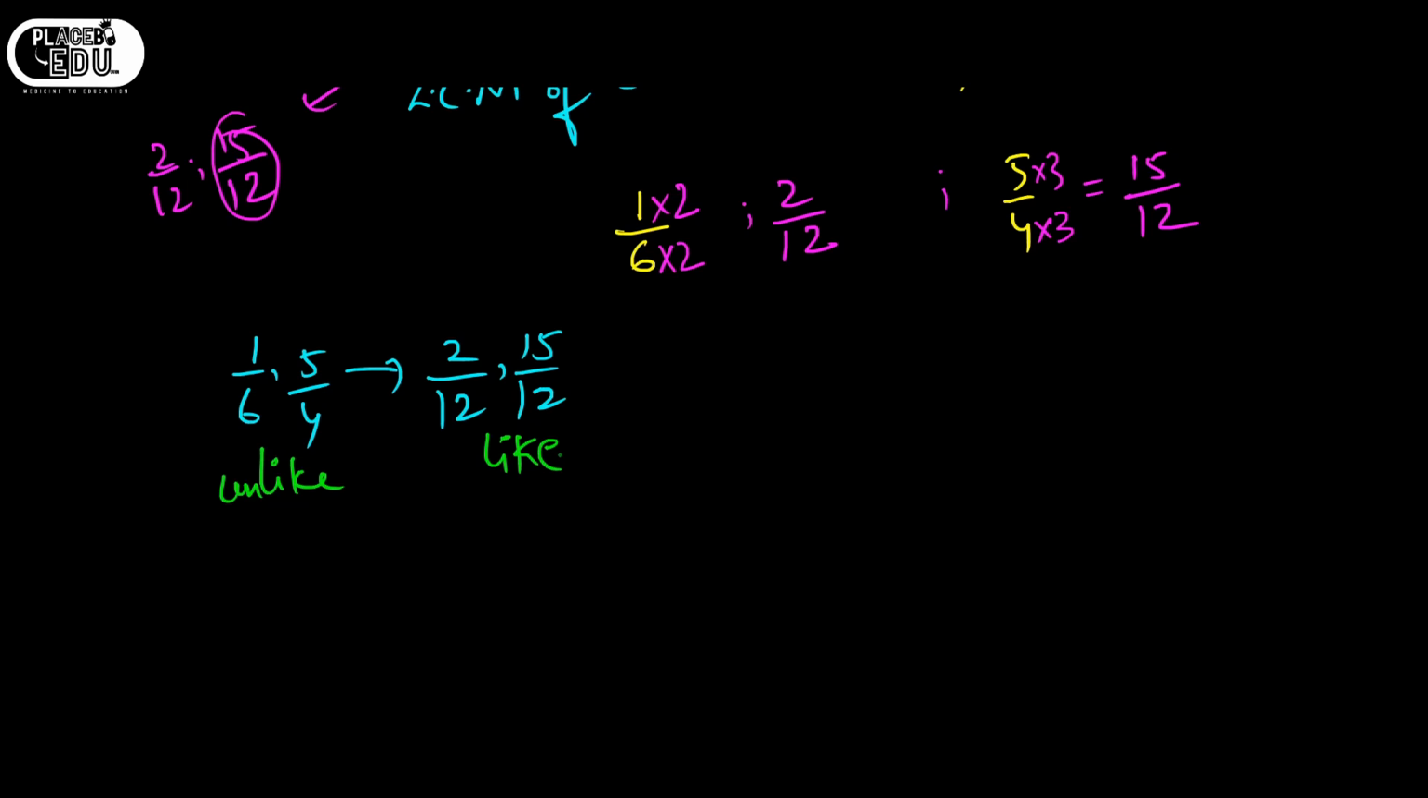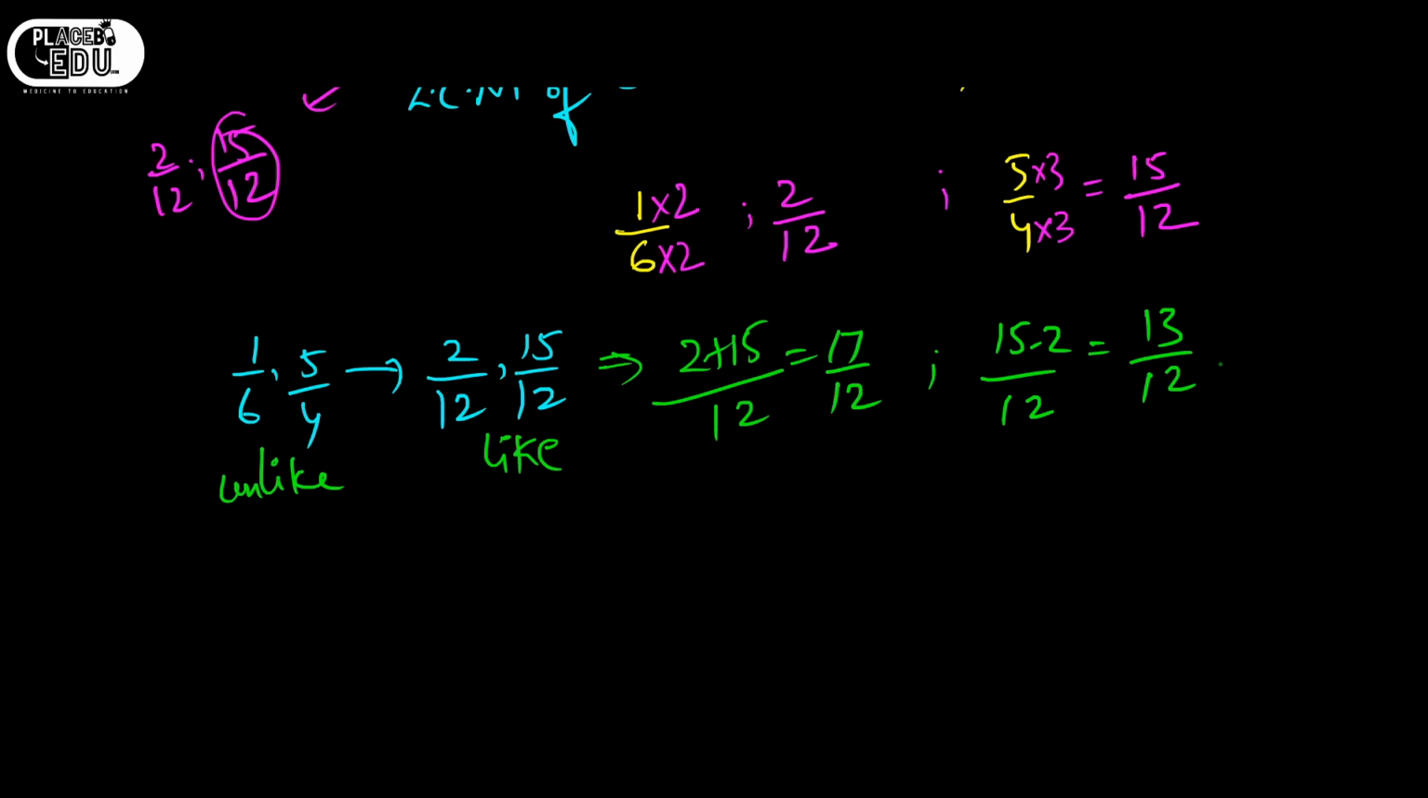the comparison of fractions. So now if I want to add, I can easily add 2 plus 15 whole by 12, that is 17 by 12 is the answer. If I want to subtract, 15 minus 2 by 12, that is 13 by 12 will be the subtraction. That's very easy after the conversion of unlike fractions into like fractions.